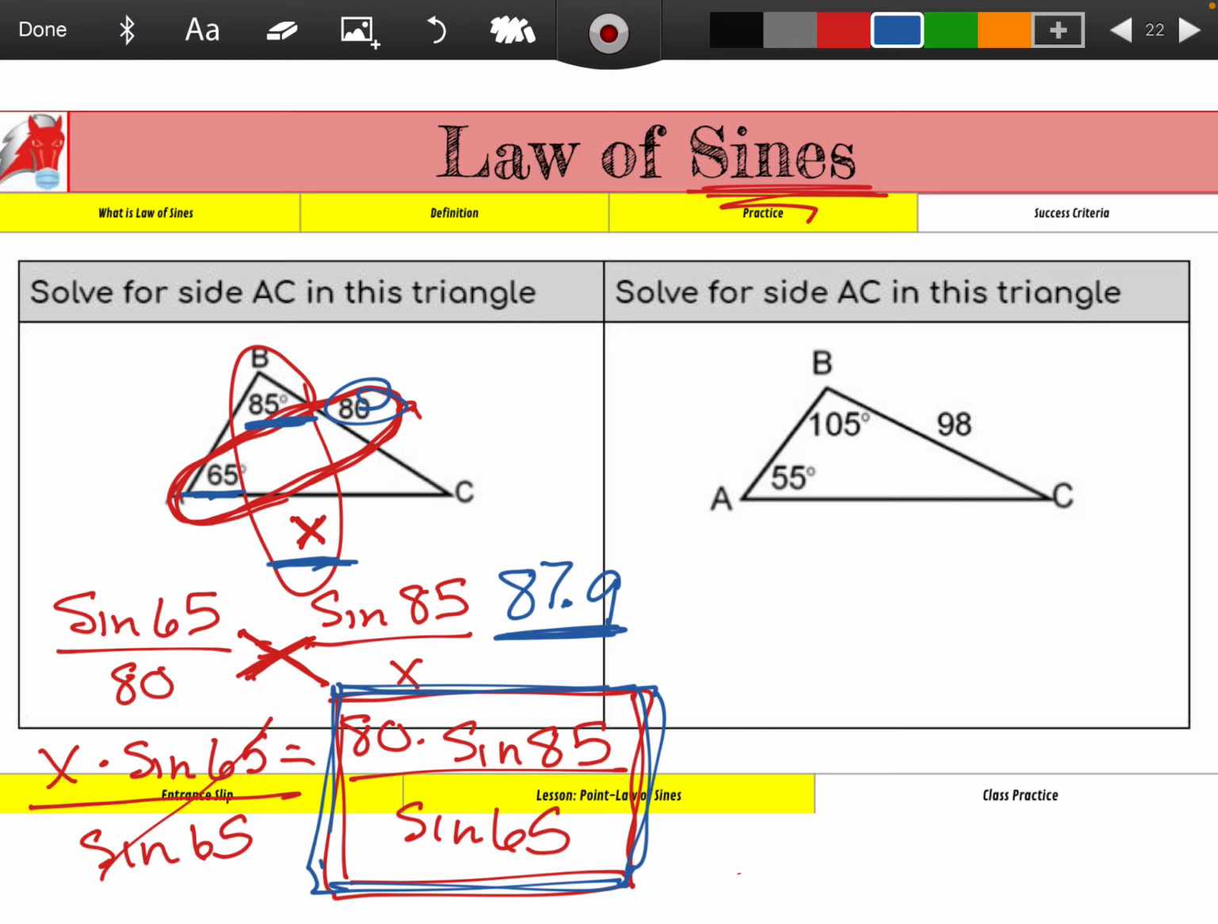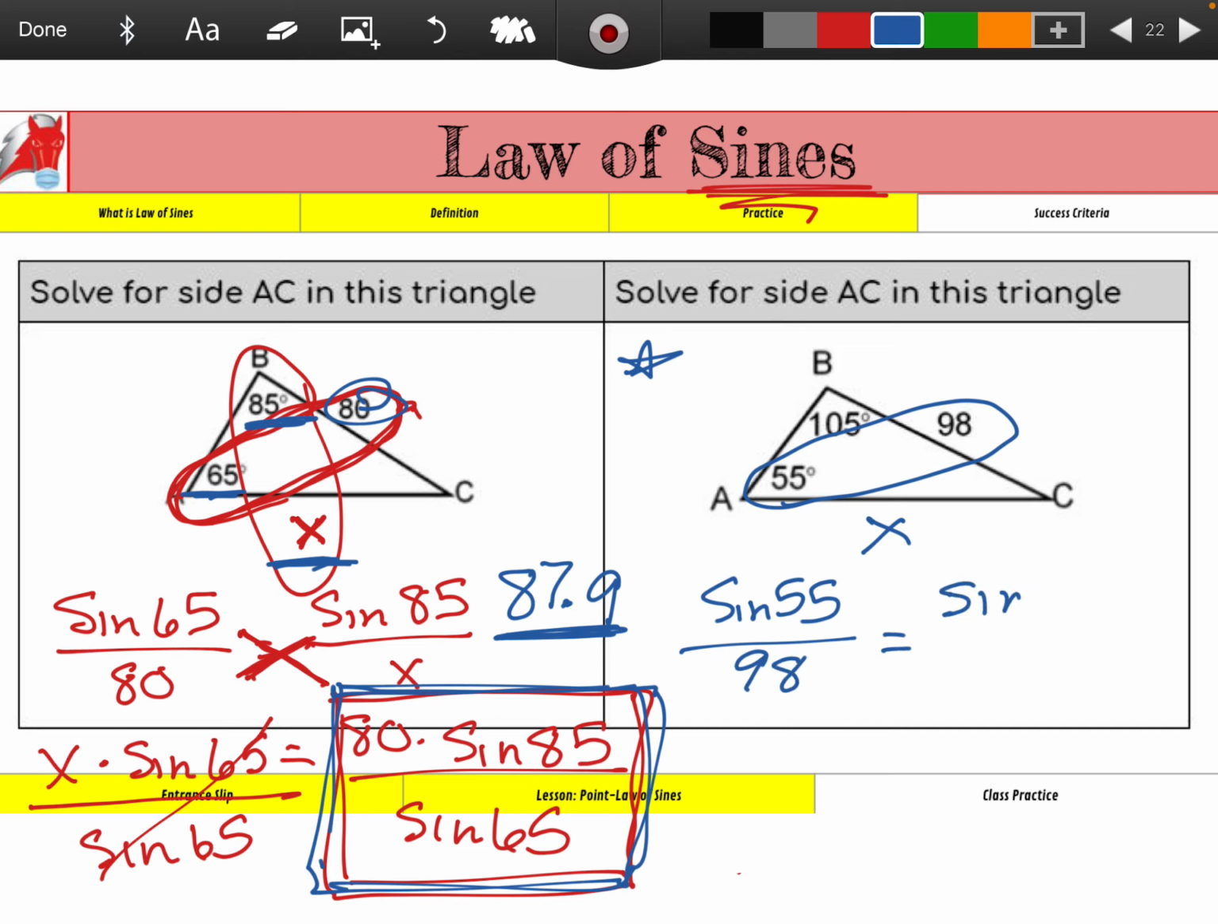All right, let's see if you can handle another one with sides. So try this one out here, and then we'll come back and we'll see what you do. Okay? All right, so again, here's the relationship I'm looking for. I'm trying to find AC. So that means I would set up sine 55 over 98. That ratio is the same as sine 105 over x.